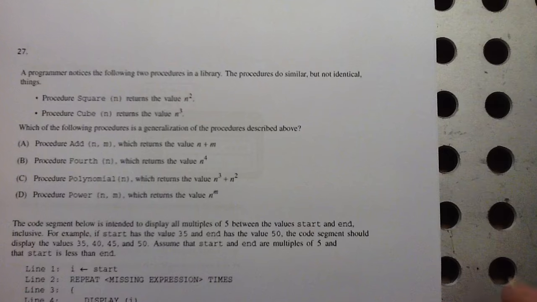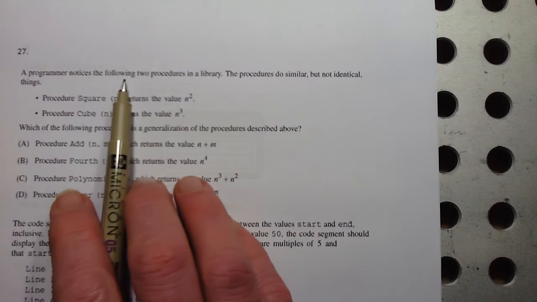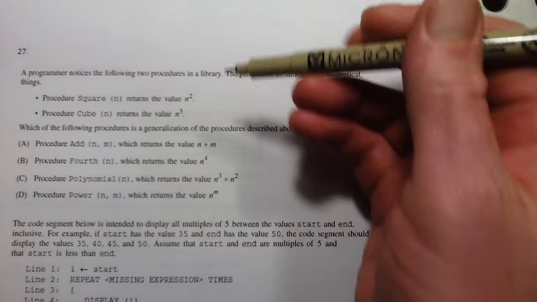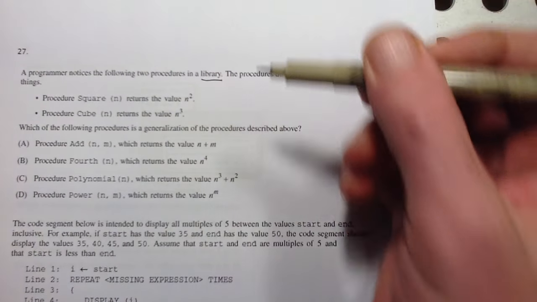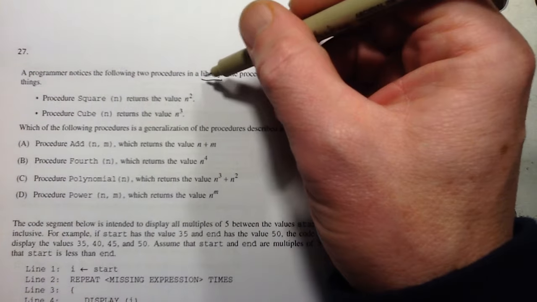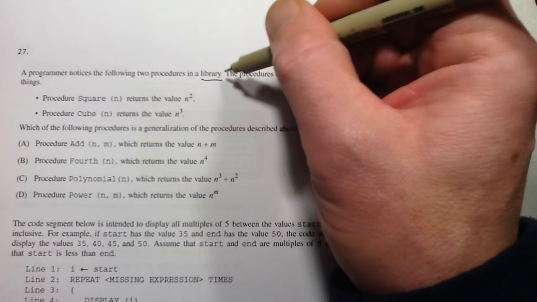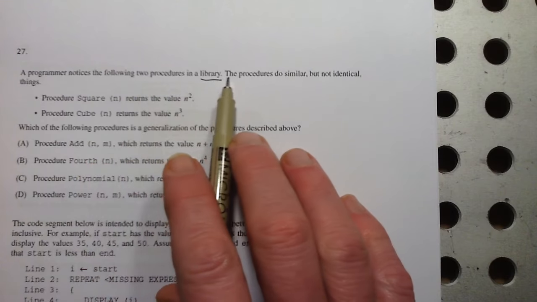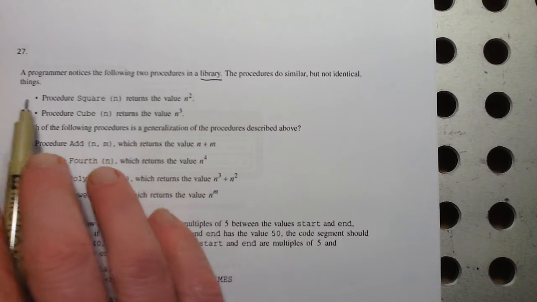Number 27. A programmer notices the following two procedures in a library. Library is like when you've been programming in Python, when you introduce the library math or random or something like that. So the procedures do similar but not identical things.